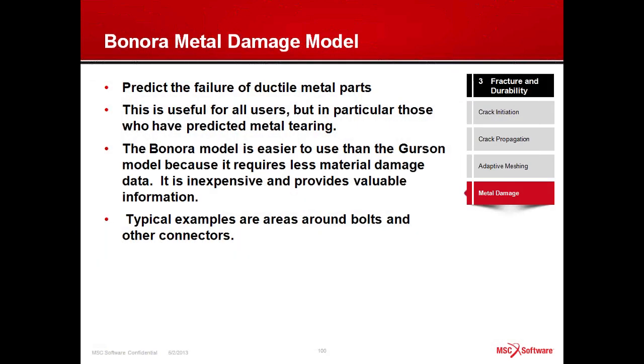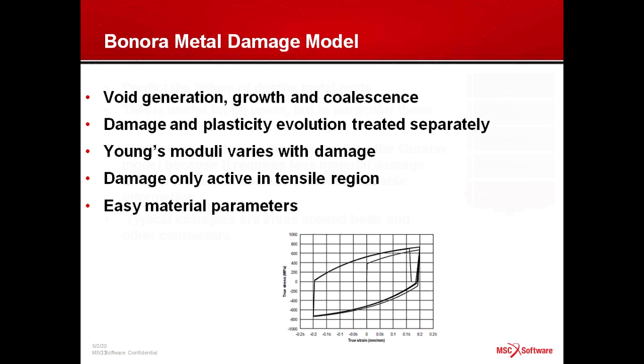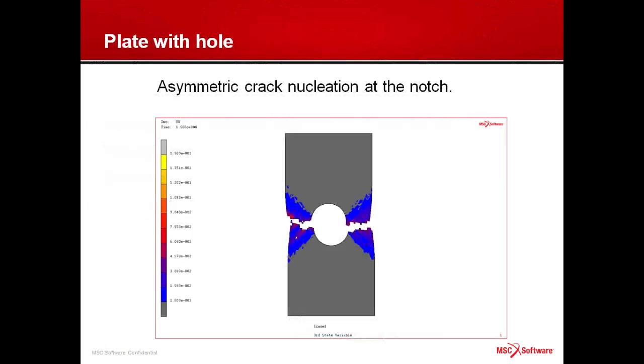Just want to move over to the last part of the durability section, which has to do with metal damage. There's a new model. It's called the Bonera Metal Damage Model. It's similar to the Gerson model. It can represent void generation, growth, and coalescence. When things damage, the only thing that is influenced is the Young's modulus of the material. It's easier to use than the Gerson damage model because it requires less material data to use it.